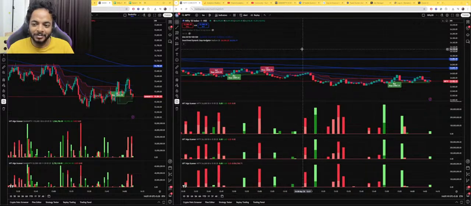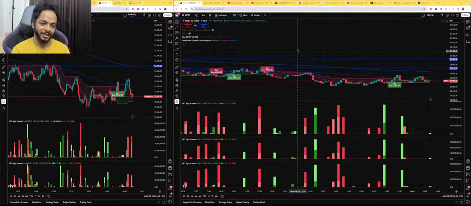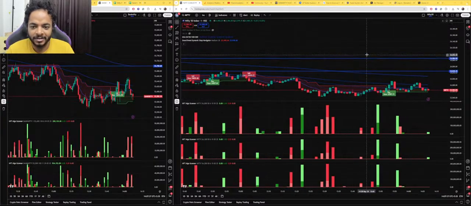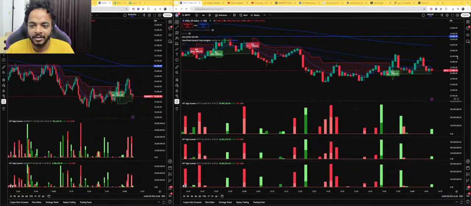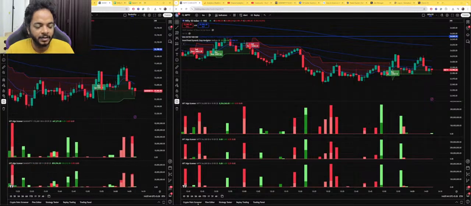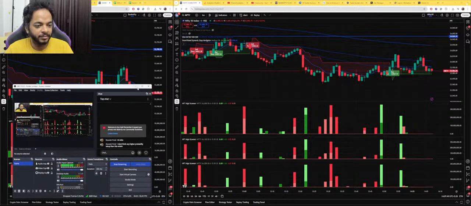So again, this is not magic. It's all happening right in front of you. I have come live several times and have shown you that from the top and from the bottom, it does catch reversals. Anyways, let's see. If you want any other stocks, I don't think any higher probability setup than this exists.